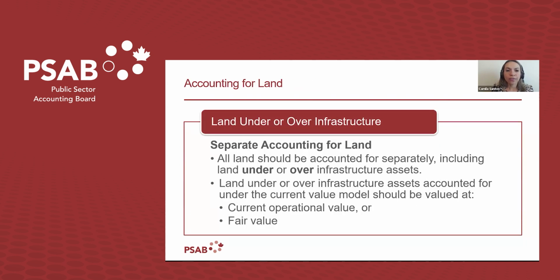Now, we're going to shift our focus to discuss the requirements for recognizing land under and over infrastructure. IPSAS 17 did not provide specific guidance for infrastructure assets. This guidance was specifically introduced by IPSAS 45. Land should be separately accounted for. This requirement applies to all land, including land under and over infrastructure assets. Land under or over infrastructure assets accounted for under the current value model should be measured at current operational value or fair value.